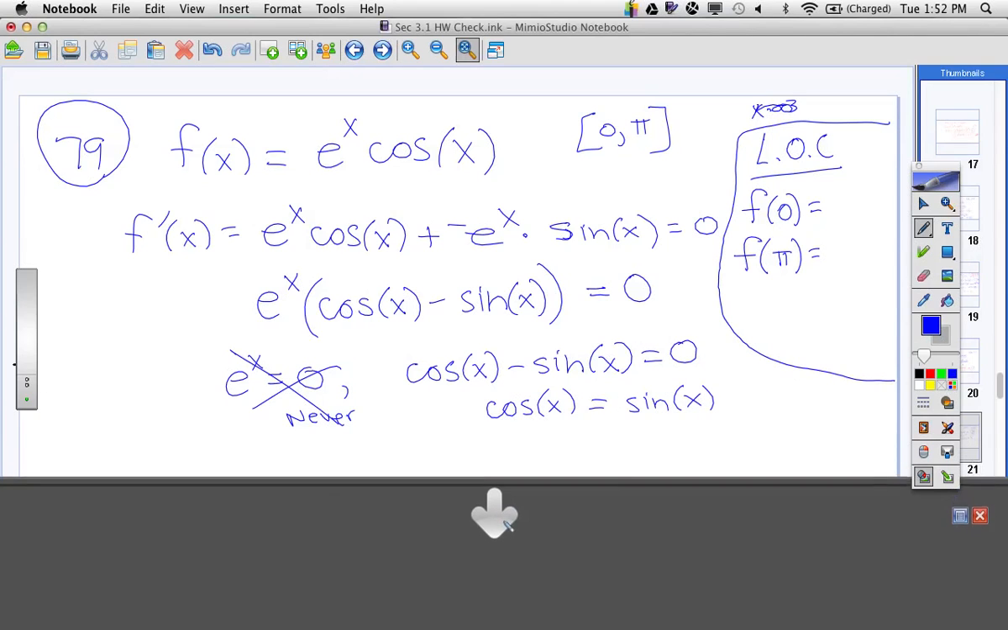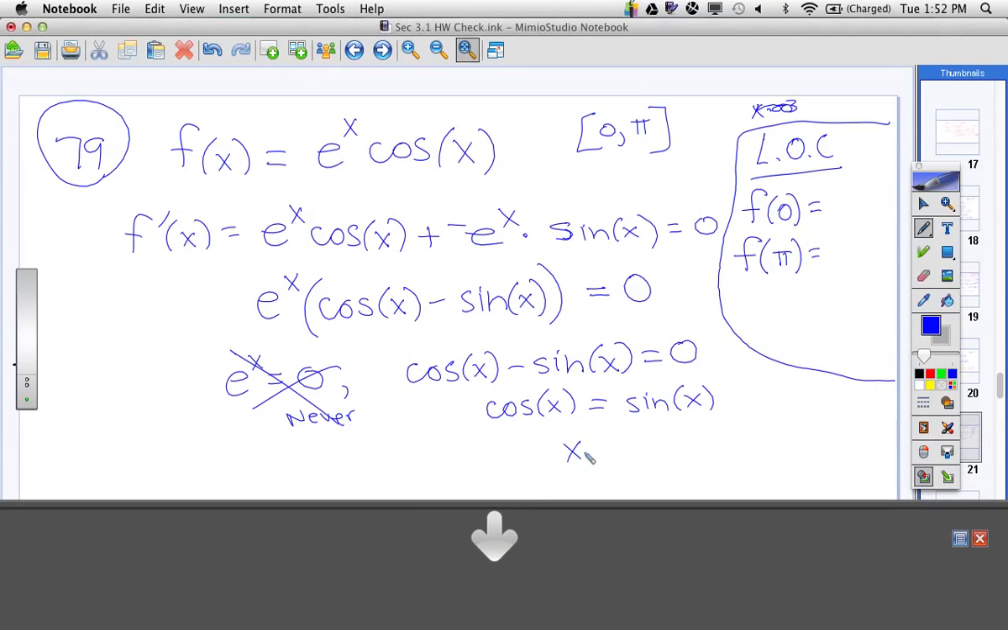Well, when does cosine equal sine? Yeah, think of the unit circle. The only time that happens is pi fourths. They're both root 2 over 2. Now, it also happens in the third quadrant when they're both negative root 2 over 2. So it would also happen at 5 pi fourths. But what's wrong with that? It's outside of our interval. Our interval is only from 0 to pi. So we are not going to consider that one.